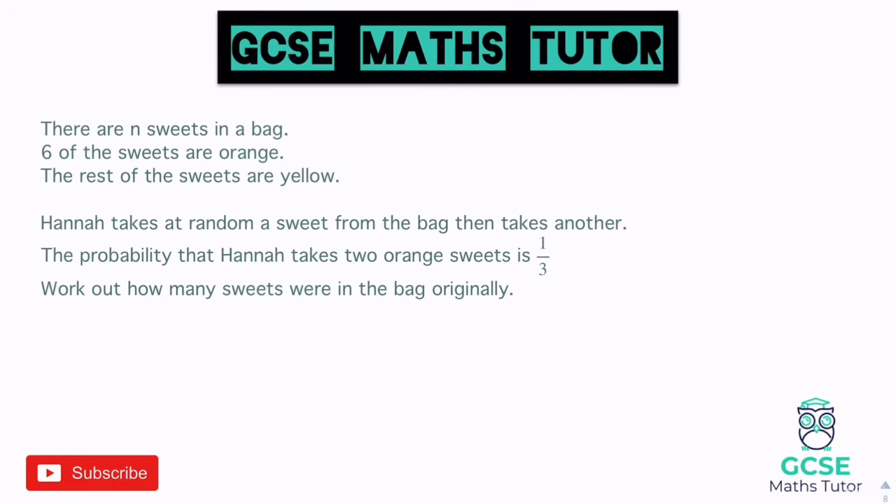Okay, so you might have heard of this question or a similar question like this. It was quite a popular question. It was one that people really struggled on. So it says that there are n sweets in a bag, 6 of the sweets are orange and the rest of the sweets are yellow.